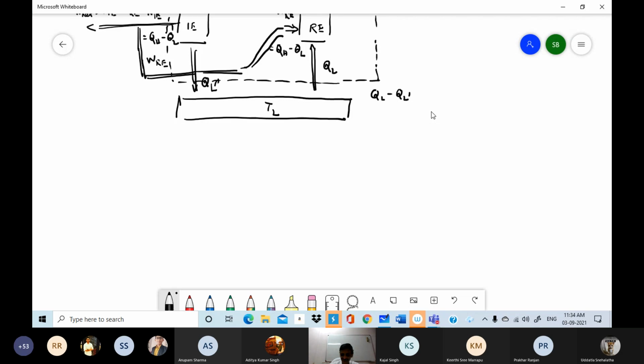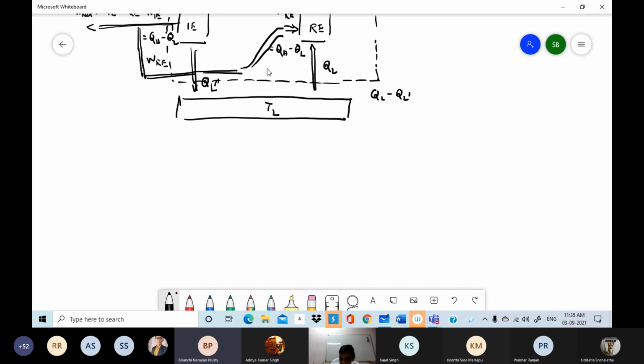Hello, sir. Yes. Sir, here QL minus QL dash cannot be equal to WIE minus WRE. Why? Sir, due to that Kelvin-Planck statement. No, they are equal according to the first law, but then it contradicts the second law of thermodynamics. So therefore, right in the beginning, our first assumption must have been wrong.